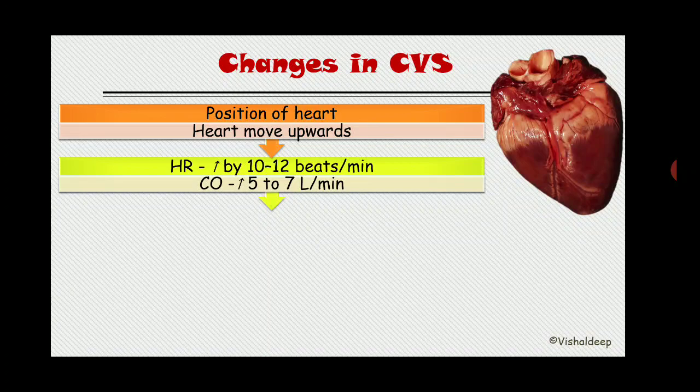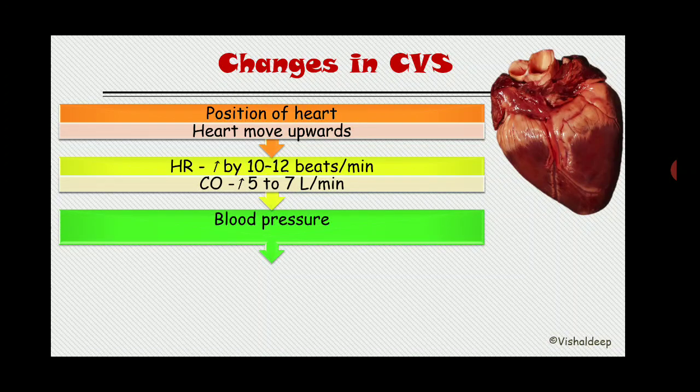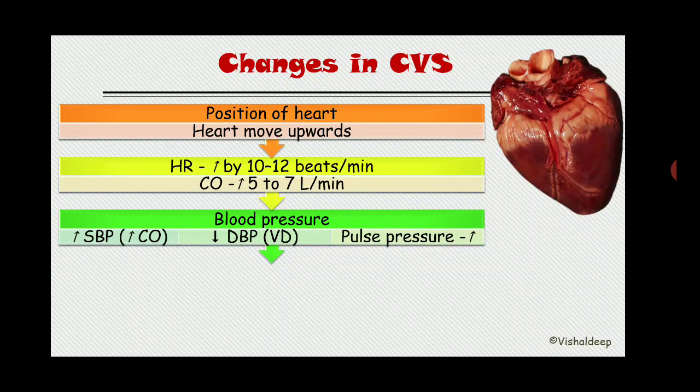Now as far as the blood pressure is concerned, due to the increase in cardiac output, systolic blood pressure is increased, and because there is vasodilatation in the circulation, diastolic blood pressure will decrease. So in pregnancy, pulse pressure is increased. What is pulse pressure? It is systolic blood pressure minus diastolic blood pressure. In this case, systolic blood pressure is increasing and diastolic blood pressure is decreasing, so the difference between the systolic and diastolic will eventually increase.